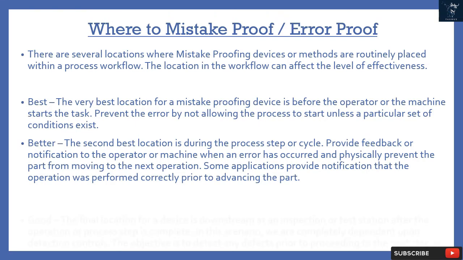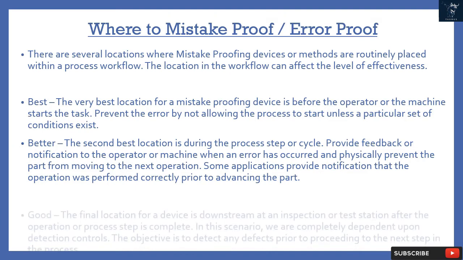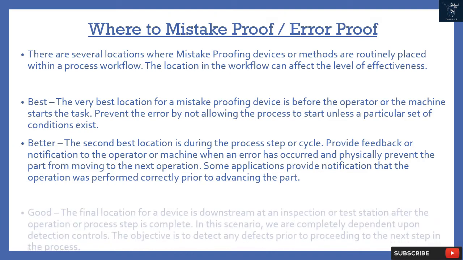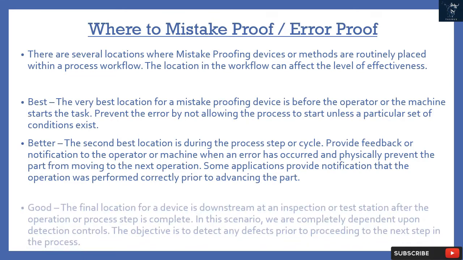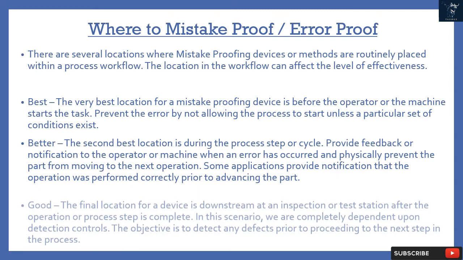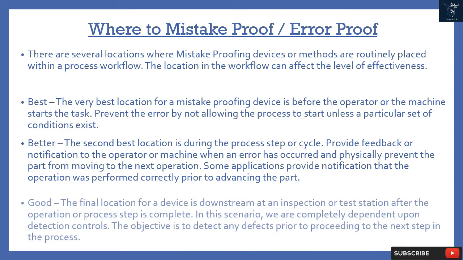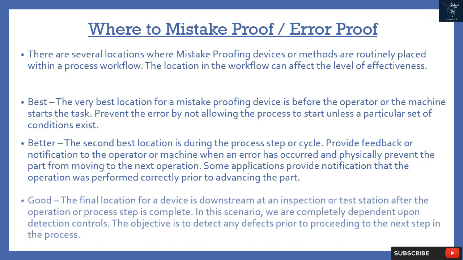The final location for a device is downstream at an inspection or test station after the operation or process step is complete. In this scenario, we are completely dependent upon detection controls. The objective is to detect any defects prior to proceeding to the next step in the process.